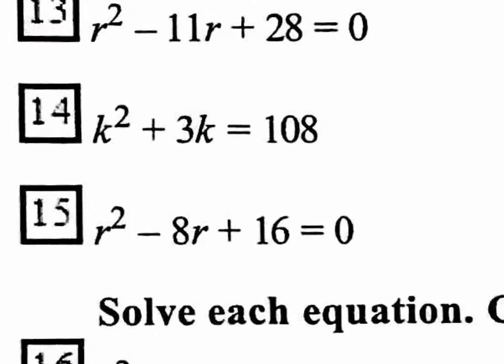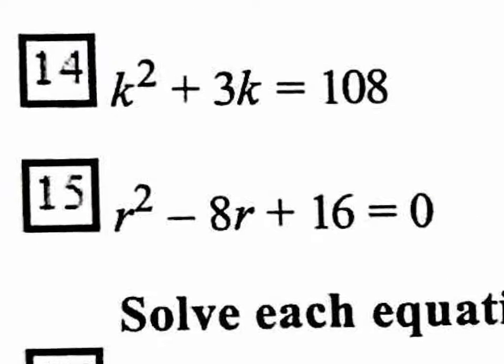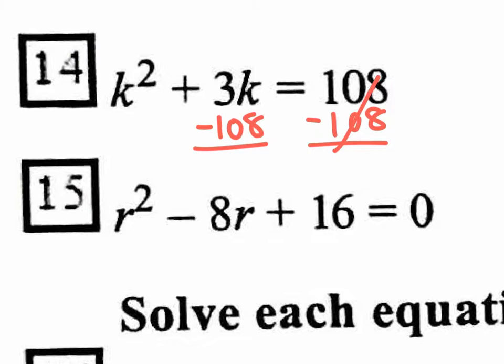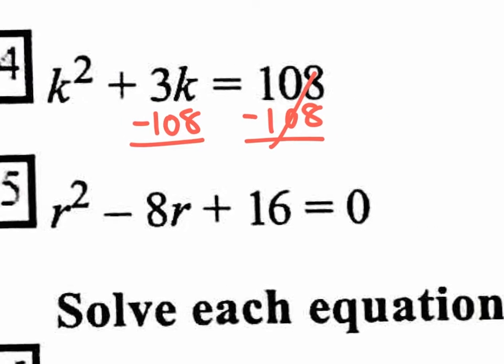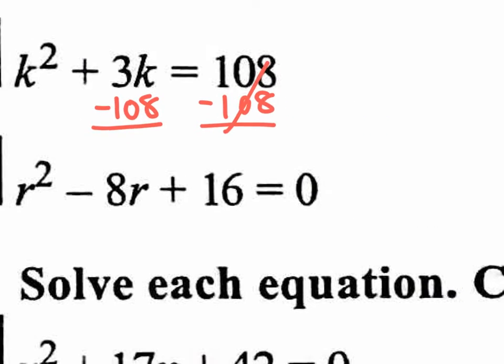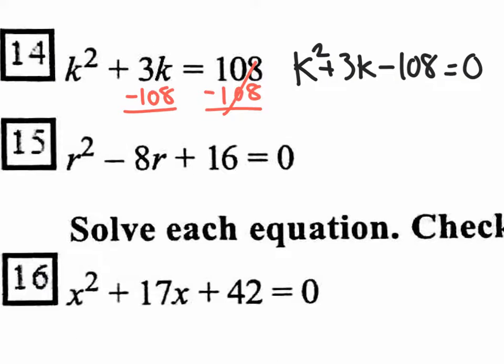So if you want to do number 14, the first thing to do would be set it equal to 0 by subtracting 108. If you subtract 108 on both sides, you're going to have a new quadratic trinomial k squared plus 3k minus 108 equals 0. Let me jot that down right here. So there's my new quadratic trinomial, k squared plus 3k minus 108 equals 0. And now at this point, I need to factor, split, and solve.